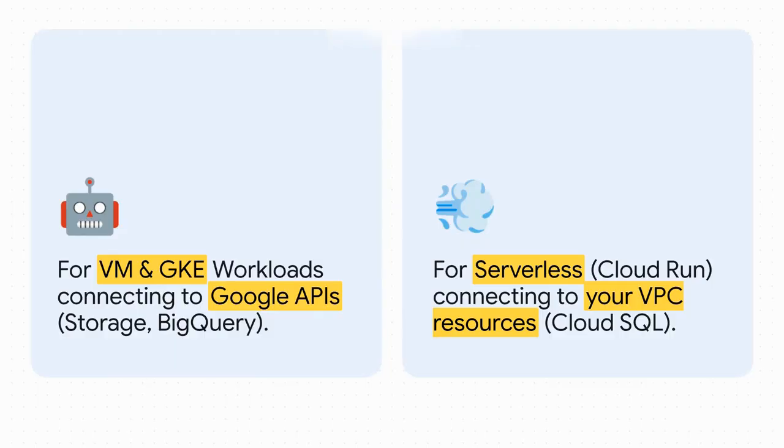Now, this slide makes the difference crystal clear because it's easy to get them mixed up. So here's the rule of thumb. If it's a VM inside your VPC talking out to a Google API like BigQuery, you want Private Google Access. But if it's a serverless function outside your VPC that needs to talk in to your private database, you need Serverless VPC Access. Two different tools for two very different jobs.